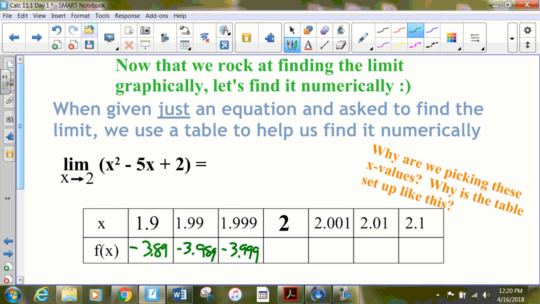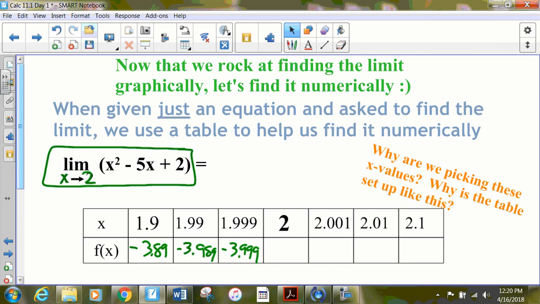So what am I doing here? When we're just given an equation, we're going to use a table to help us figure out what the limit would be. Graphically, it was really easy for x to approach 2, right? Well, we're doing the same thing now, but numerically with a table. When we approach 2 from the left, we could say 0, 1, 2, there we are. But what we want to do in these tables is get really super close to 2 and then even closer and closer. That's why we picked 1.9.